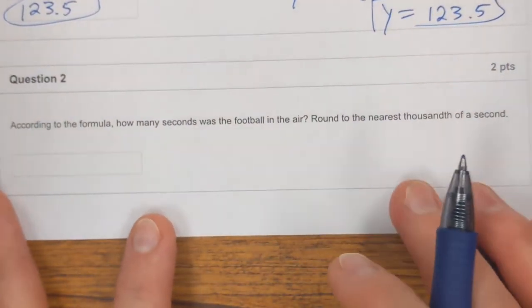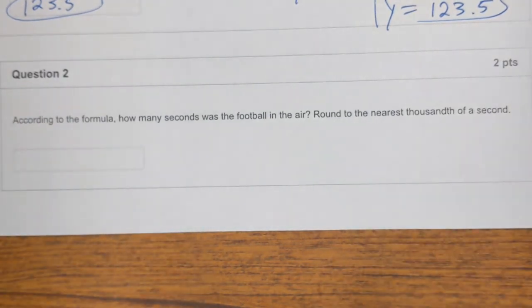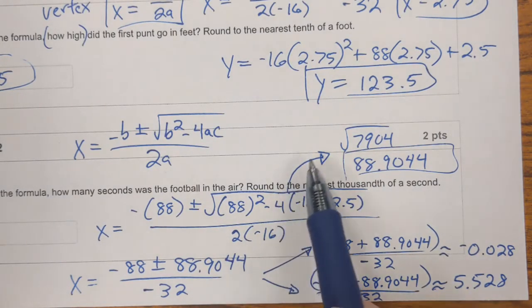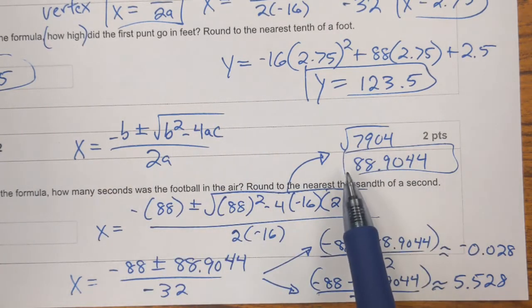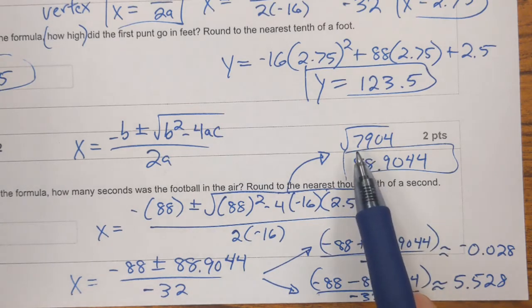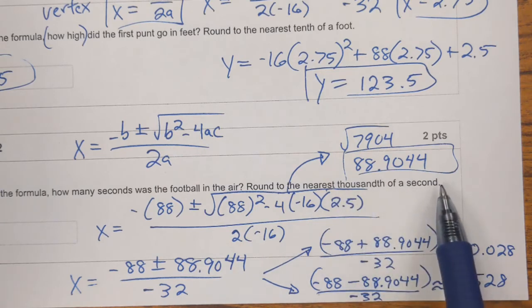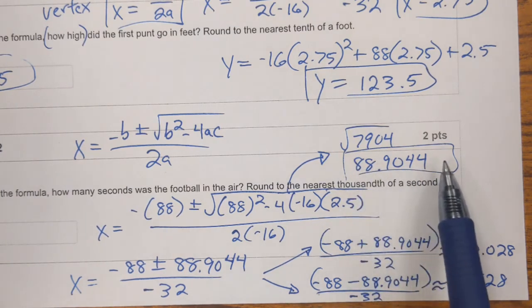Okay, so I'm going to do a shortcut here. I'll write out the formula, tell you the answers, and give you an explanation. So here, I plugged everything into the quadratic formula and went to take my square root, and it came out irrational. The square root of 7904 is approximately 88.9044. Now listen, my final answer has to be accurate to the nearest thousandth of a second. That's 3 decimal places. So at this point in the problem, you really ought to go out to like 4 or 5 decimal places.